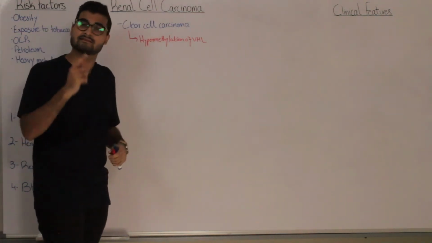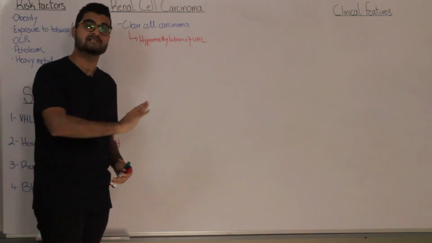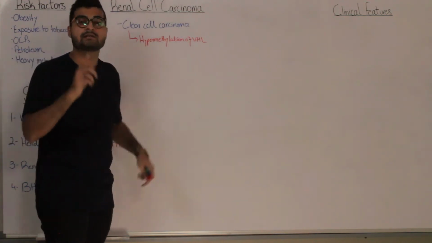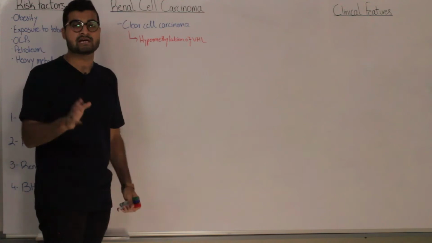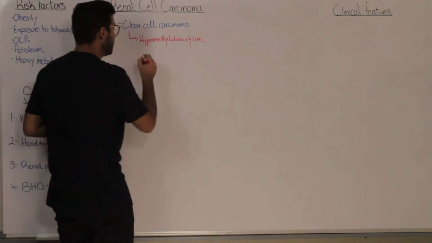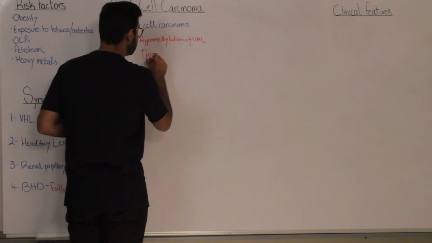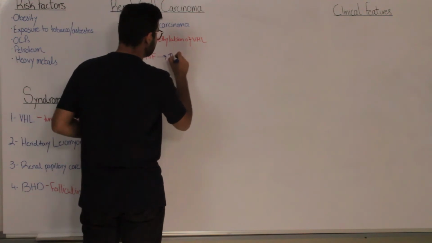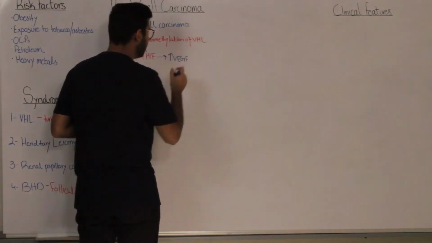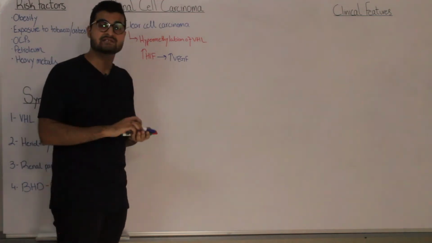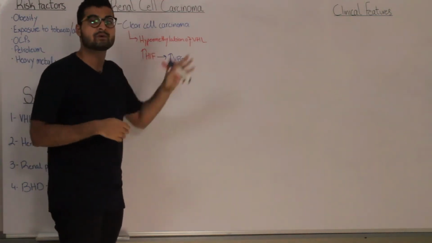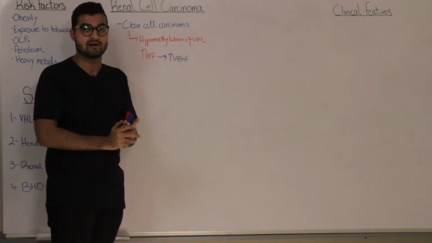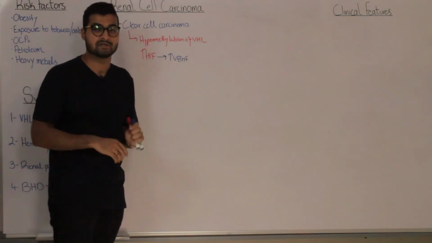What VHL does is regulate HIF, and HIF regulates your angiogenesis. Due to low levels of VHL, you will not be able to control HIF, and you will have uncontrolled high amounts of HIF. High amounts of HIF will lead to high amounts of VEGF, which is your vascular endothelial growth factor. High amounts of VEGF will lead to angiogenesis, and you will end up having renal cell carcinoma. So VHL has a strong relation with clear cell carcinoma, a subtype of renal cell carcinomas.